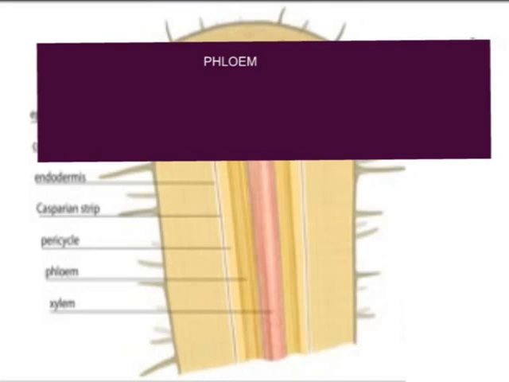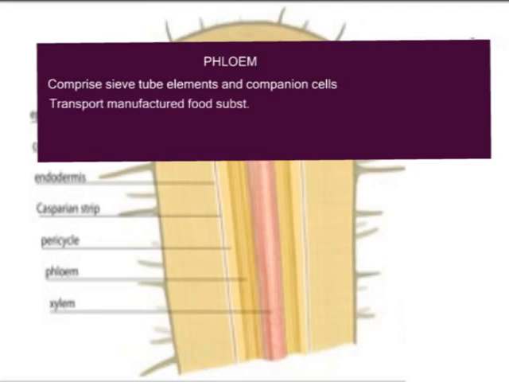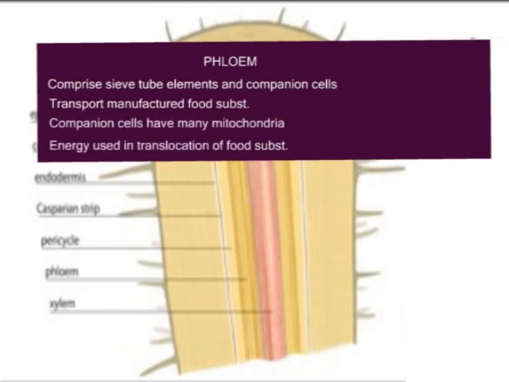Phloem, also part of the vascular bundle. The phloem comprises sieve tube elements and companion cells. Manufactured food substances are transported through the phloem. Companion cells have many mitochondria. Energy released by mitochondria is used by the sieve tubes to translocate the manufactured food.